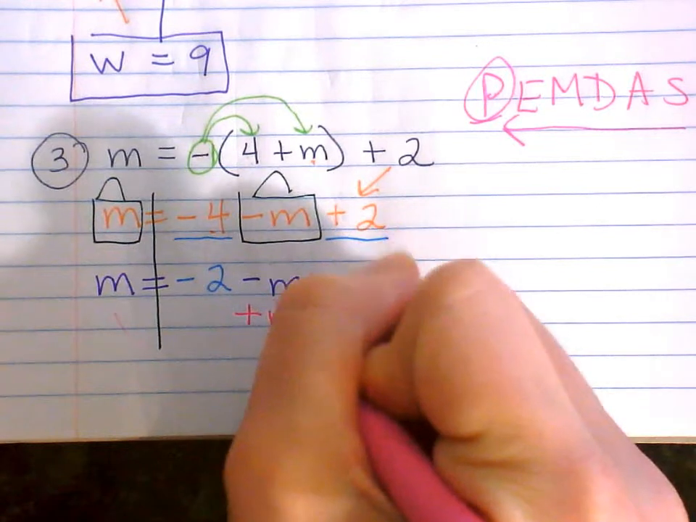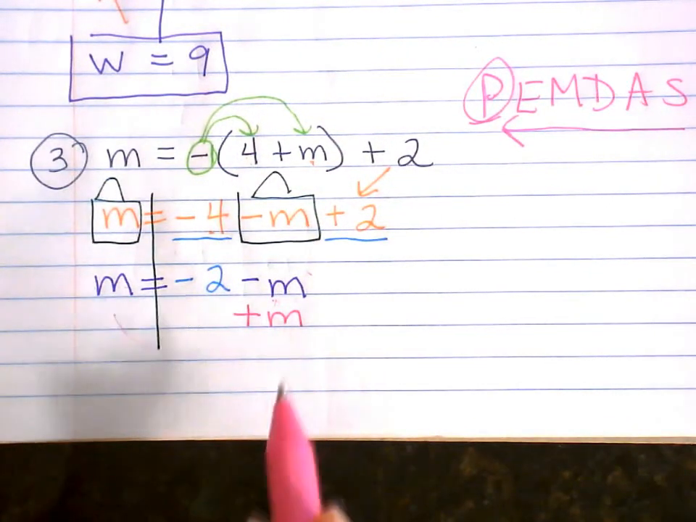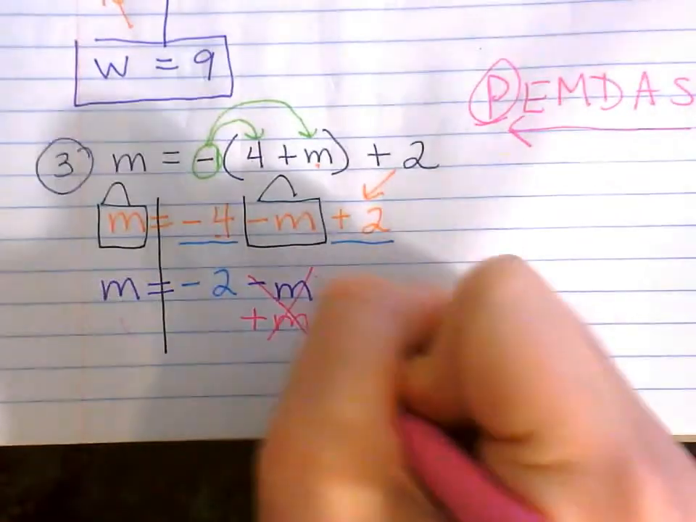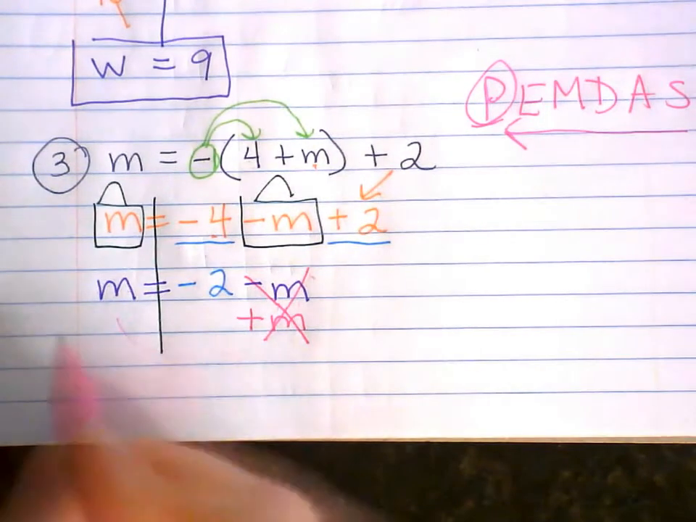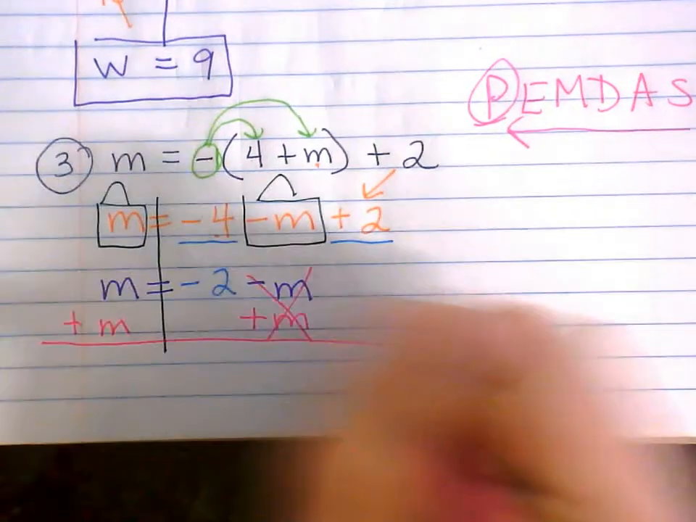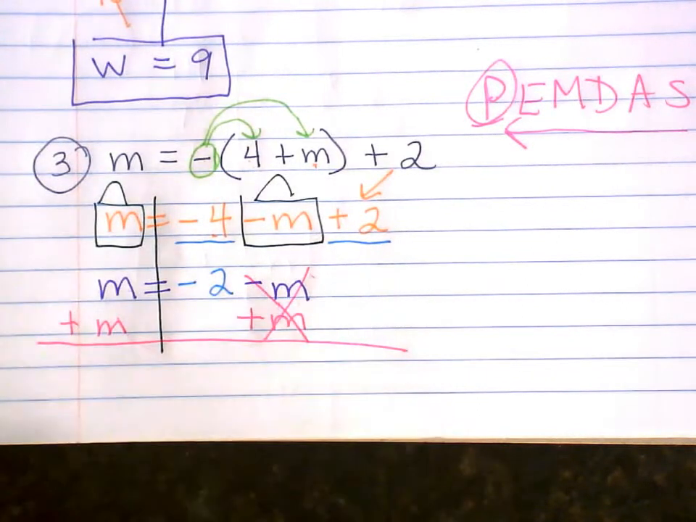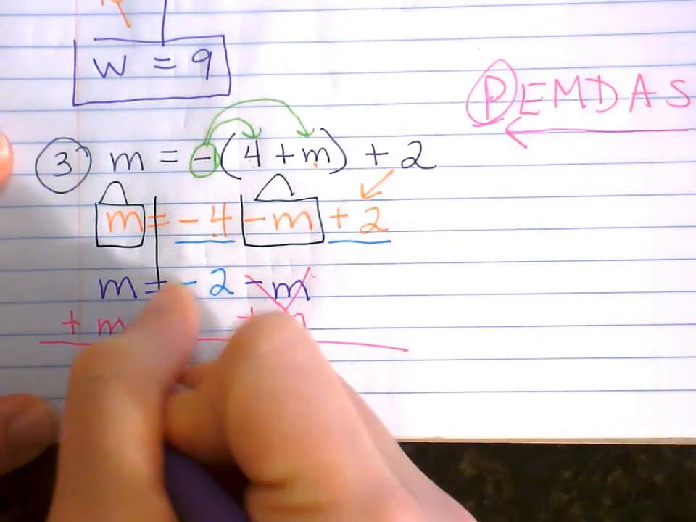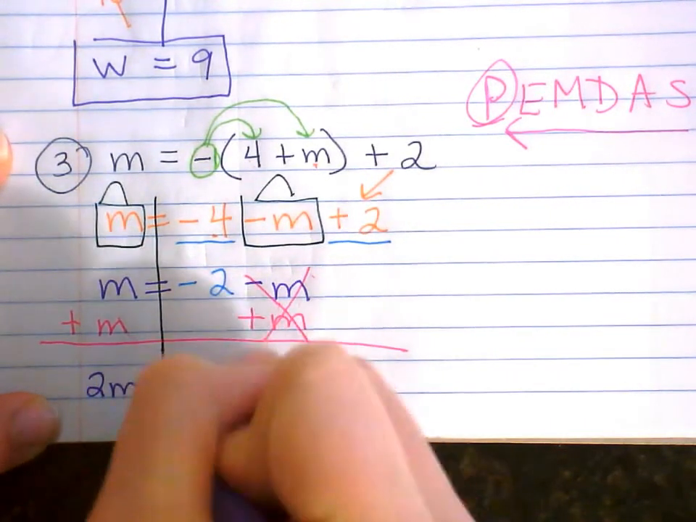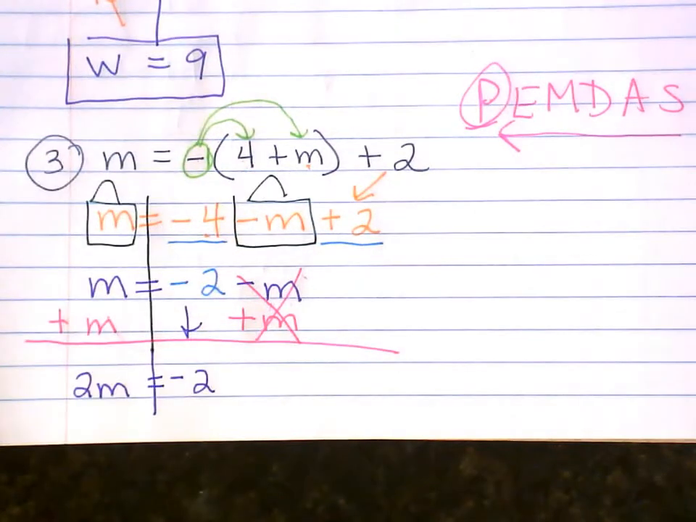Add it. Do the opposite. Negative 1m plus 1m, it goes away. But you have to do it to the other side. You have to, or else it's wrong. 1m plus 1m. So if I have 1m and then someone gives me another m, I have 2 m's. I have M&M's. 2 m's. Bring down that negative 2. So 2m equals negative 2.